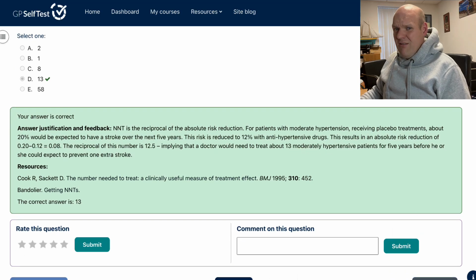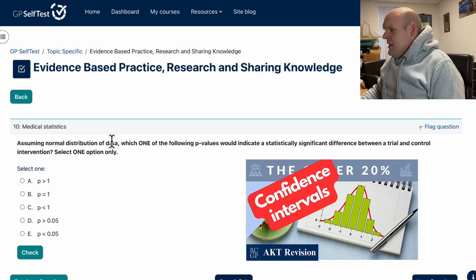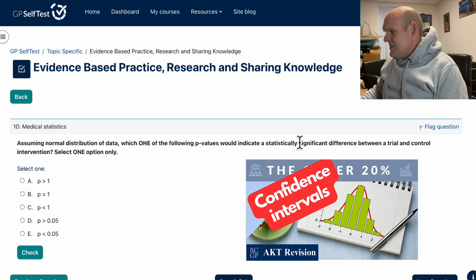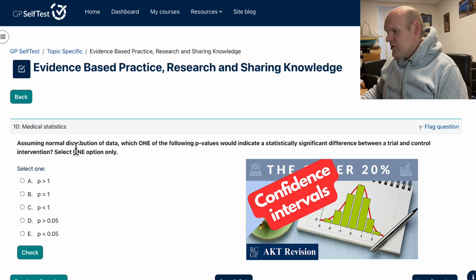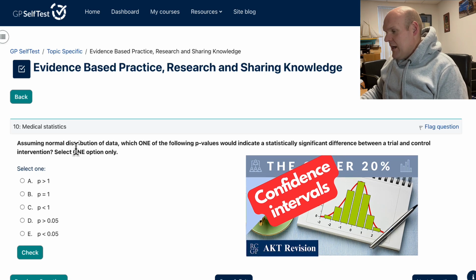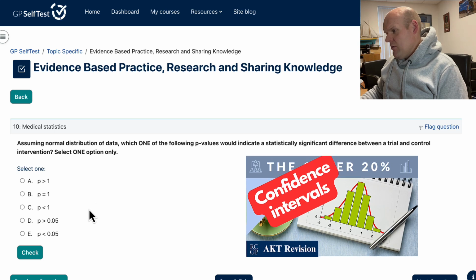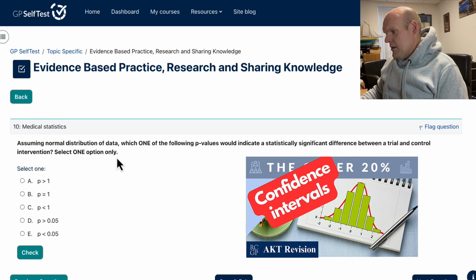This is stressful. Like, good luck if you're doing this. Assuming the normal distribution of data, lovely. Gaussian distribution. Which one of the following p-values would indicate a statistically significant difference between the trial and the control interventions? Ooh. Right. So we need p-value of greater than. Select one option only.